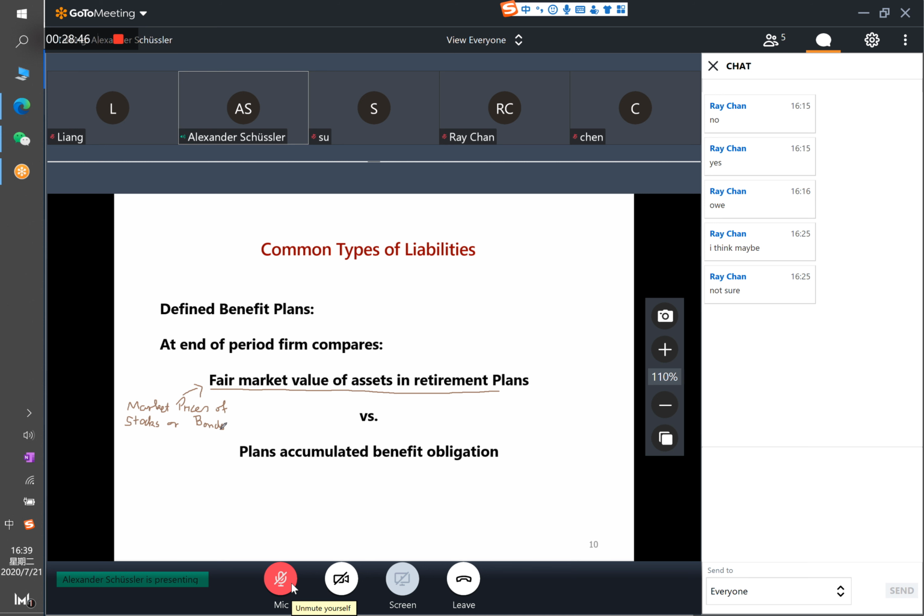So the firm has to compare these market prices of the assets with the accumulated benefit obligation. That's the obligation. This is what the firm has to pay for an employee at a certain time. And of course the firm wants the market prices to be higher than the obligation, because that means that the firm can meet the obligation, that it has enough money to pay when it sells the stocks and bonds.